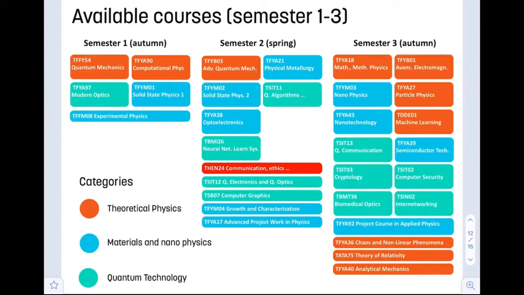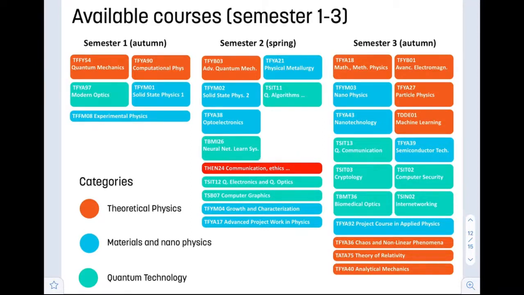In this chart, we have divided the courses in different categories called theoretical physics, materials and nanophysics, quantum technology. In the first semester, you will get an introduction to all three categories, which will give you a solid foundation for the various fields of study that you can pursue in this program. In the following two semesters, you are free to choose among all courses. The only remaining mandatory course is the Communication Ethics and Sustainable Development course.